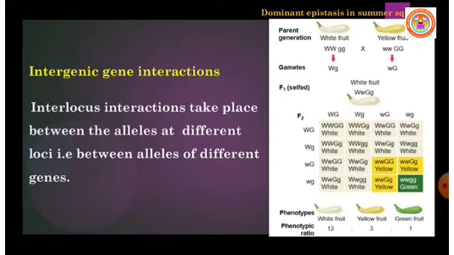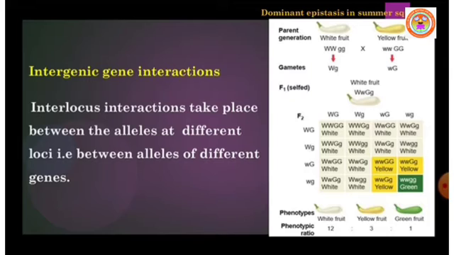The interaction takes place between the alleles at different loci, namely between the alleles of different genes. It does not take place within the alleles of a single gene. It takes place between the alleles of different genes. So different genes may be present in the same chromosome at different loci, or in different chromosomes. When alleles of different genes interact, it is called intergenic gene interaction.